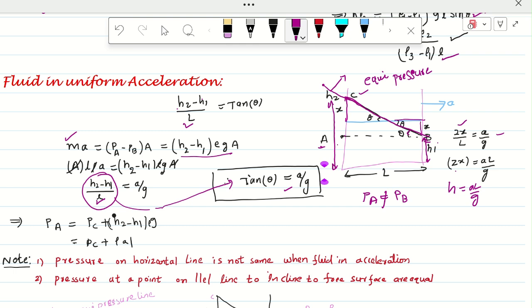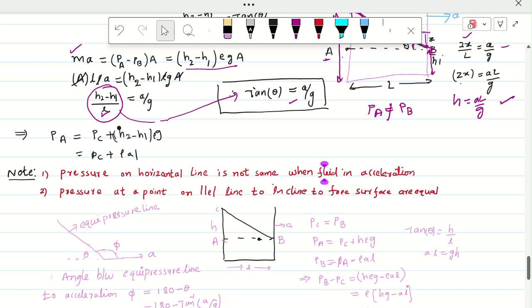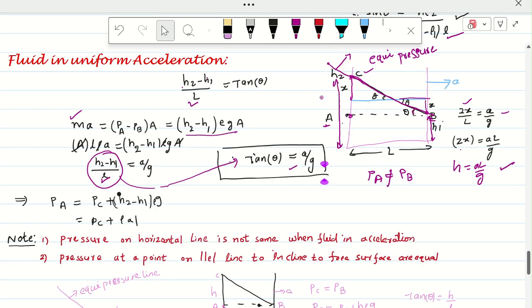This will be useful when I prove that lines BC are equipressure lines, equipressure points. Here the pressures at points on a line parallel to the inclined free surface are equal, meaning an equipressure line. So there is a point A, and this line is parallel to the free surface. So these two lines are equipressure lines, and all parallel lines are equipressure lines.